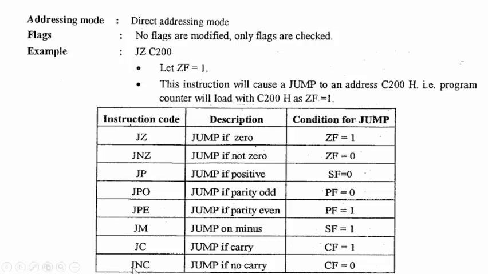JNC jump if carry flag reset or jump if no carry, this carry flag is 0. If it identifies the carry flag is 0, then the microprocessor will continue with the new address, otherwise it will continue with the next instruction.